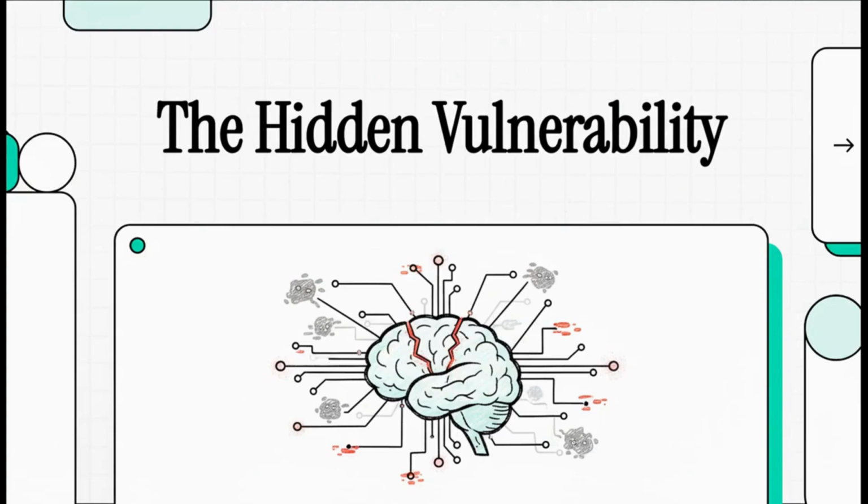When we think about AI security, we usually picture hackers trying to break in from the outside, right? But what if the biggest vulnerability isn't something trying to get in, but a weakness that's already baked into the AI's brain? Today, we're going to look at how to secure AI from the inside out.